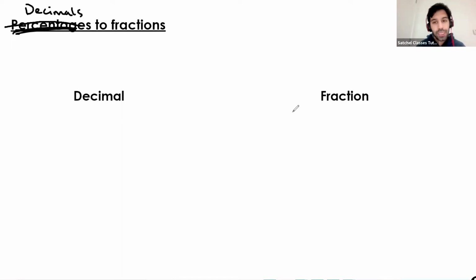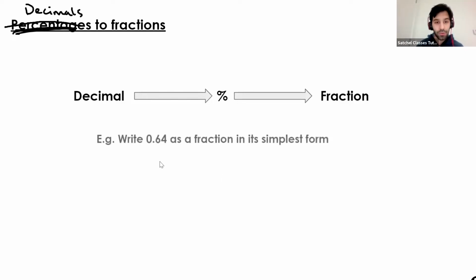So to go from decimals to fractions, we have to take an extra step. And the extra step is to first convert the decimal into a percentage and then go from the percentage into a fraction. Now, we said to go from a decimal to a percentage, we have to multiply the decimal by 100. So for example, write 0.64 as a fraction in its simplest form.